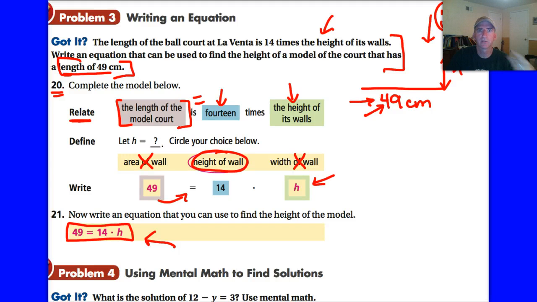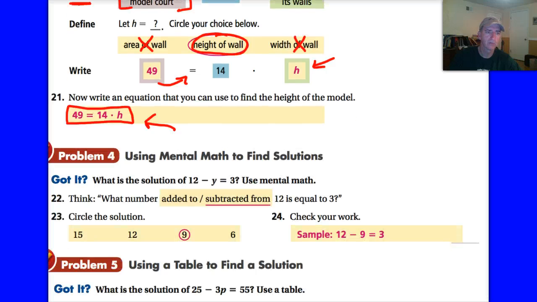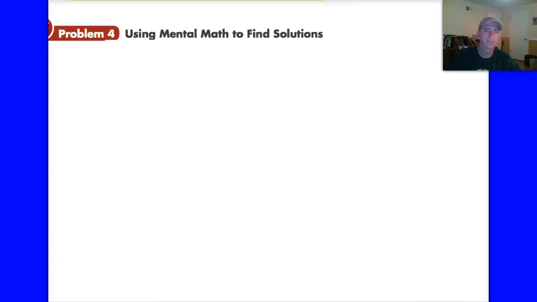Welcome back to part two. Hopefully you just went right from the last one to this one. We just finished up problem 3, and we were getting ready to scroll down the page to problem 4. So here it is.